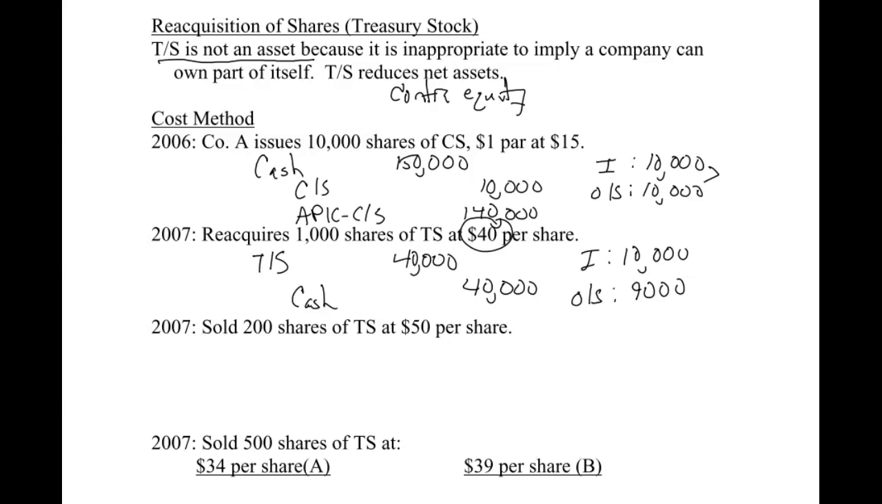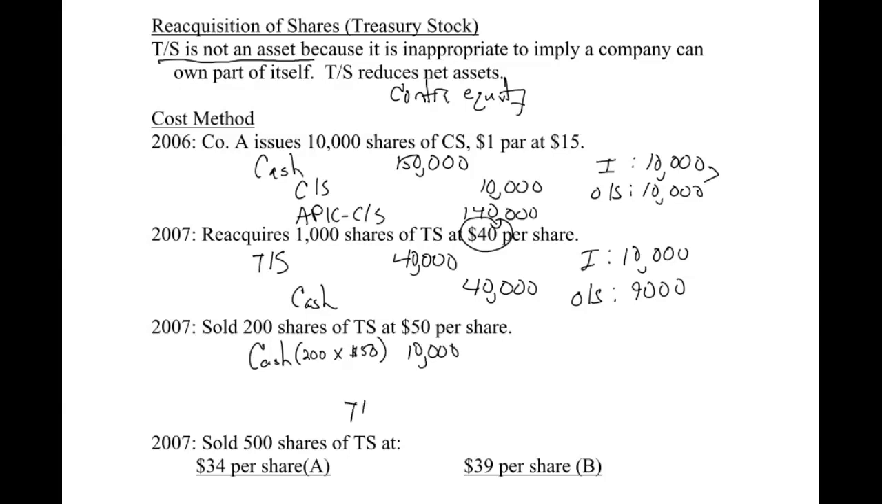So now we're going to sell some of them back. We're selling 200 of those 1,000 shares back into the open market at $50 per share. So remember, the cash is just what we sold them for. We sold 200 at 50, so that's $10,000.